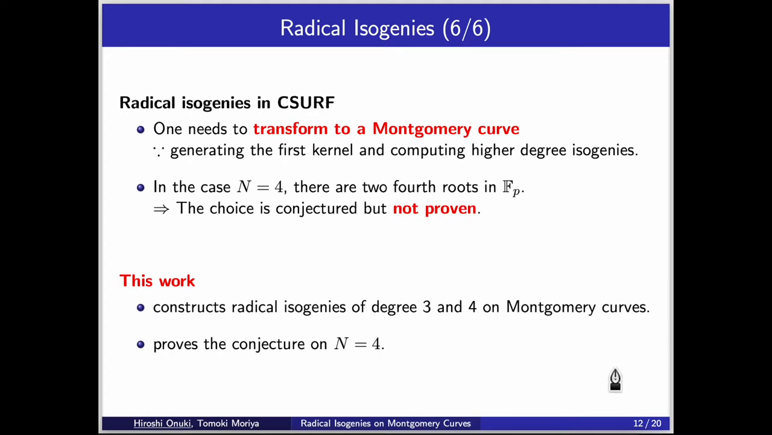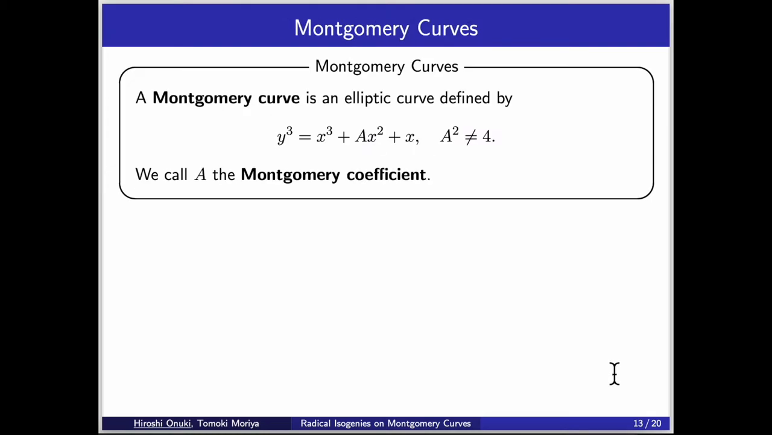In this work, we constructed radical isogenies of degree 3 and 4 on Montgomery curves. This reduces the cost of transformations. In addition, we proved the conjecture for n equals 4. Before I explain our work, we recall Montgomery curves. A Montgomery curve is an elliptic curve defined by this equation. We call the coefficient A the Montgomery coefficient of this curve.